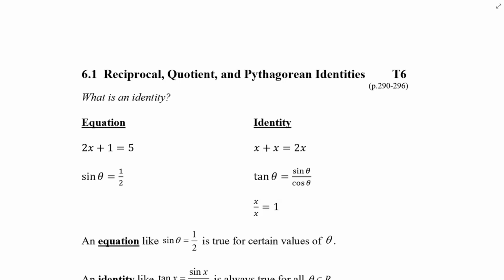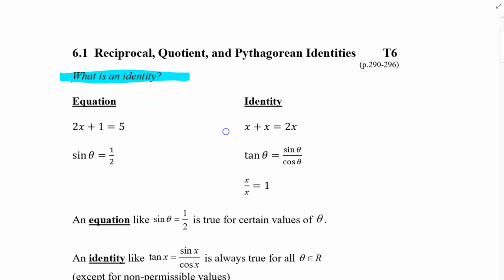And welcome to 6.1. When you consider that there are 11 units in this course, you're now in the downhill part of it. So this is great. This whole unit is going to be about identities. And I think we've got to talk about what is an identity before we get started.